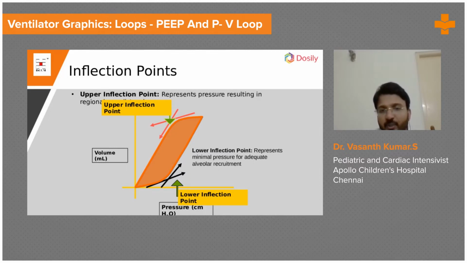Below the lower inflection point, the alveoli start collapsing. So again, there will not be much response. Below the lower inflection point, it is collapse. Above the lower inflection point is the ideal PEEP to be kept.